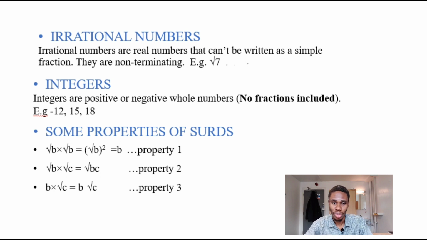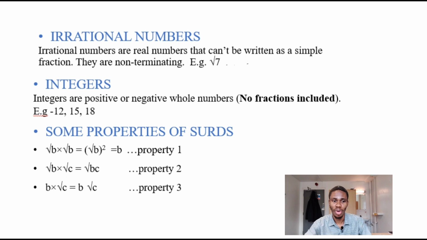Now for property number 2, we have square root of b times square root of c equals square root of bc. Take note here, as long as they are multiplying, if you have different digits or different variables under different square roots, they can all come under one square root as long as they are multiplying. And for property 3, we have b times square root of c, which gives b root c. So the only difference here is that the multiplication sign just leaves, but they are still multiplying. So the final answer is b root c.